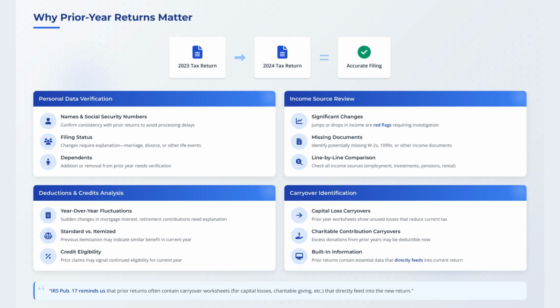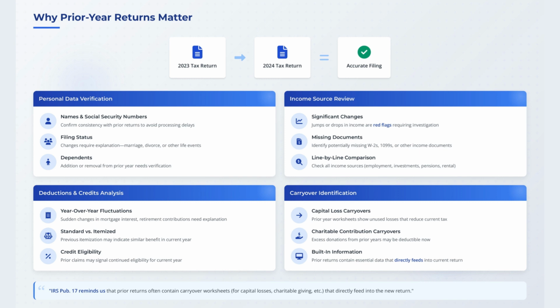Next up, income. If you see a big change in wages or interest, say a $15,000 increase or a $10,000 drop, that's a red flag. It could mean a missing W-2 or maybe a Form 1099 didn't come in. So we compare income line by line. What was reported last year? What's here now? Does it make sense? We're looking at wages, interest, dividends, pensions, rental income, you name it. This line-by-line review helps us catch errors before the IRS does.